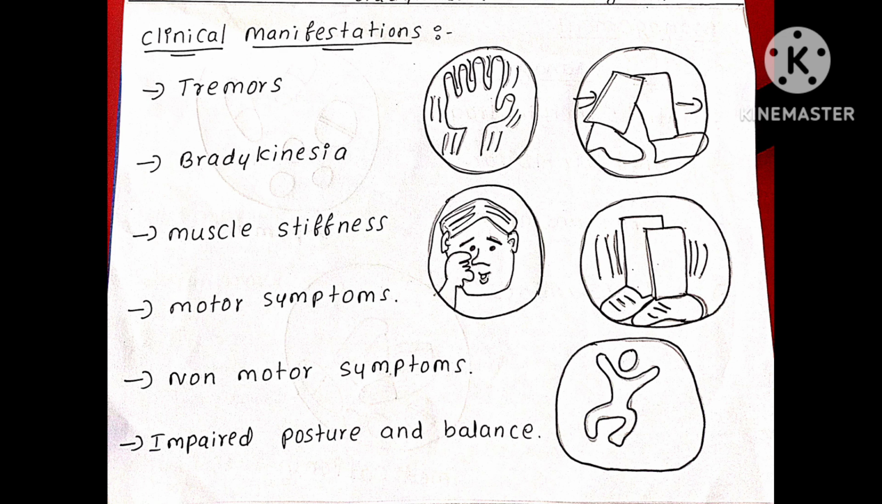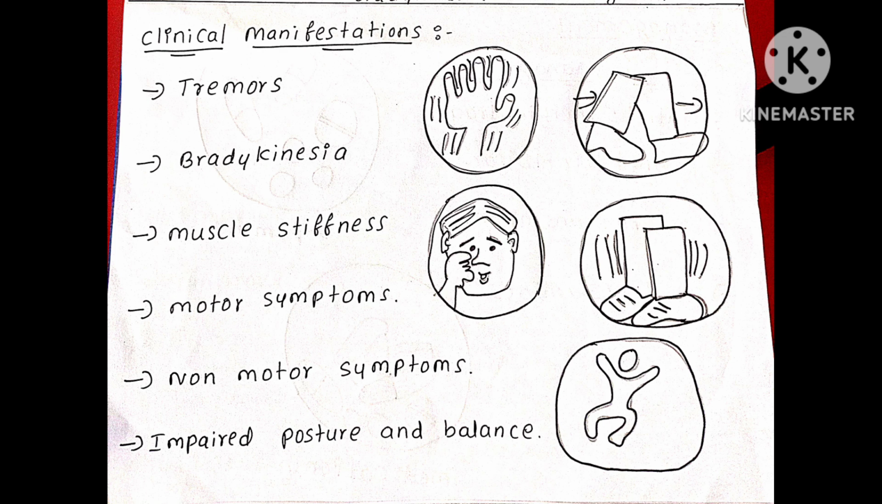Next, clinical manifestation. The main clinical manifestations, already discussed, are tremors, bradykinesia and rigidity. Tremor is an uncontrollable shaking of a limb or other part of the body. It begins in the hands or arm, and occurs when the patient is stressed or anxious.